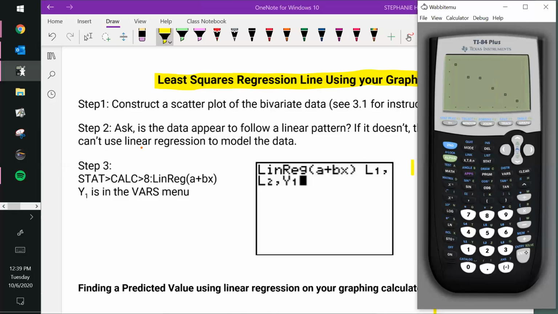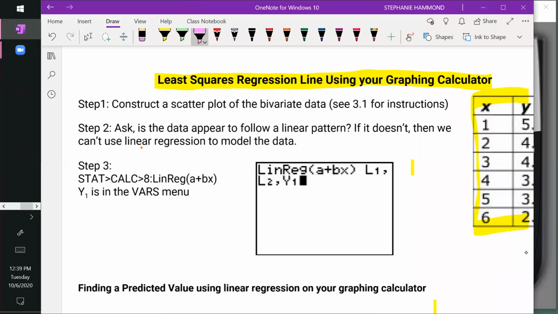The next step on here, and this is pretty important, it says, does the data appear to follow a linear pattern? If you look at your data and it appears to be like pretty obviously curved, then we don't want to use linear regression. Think about it. If I have a scatter plot and I put it into my calculator and it looks like this, that's a crazy scatter plot. That looks like a parabola, right? It does not look like a line.